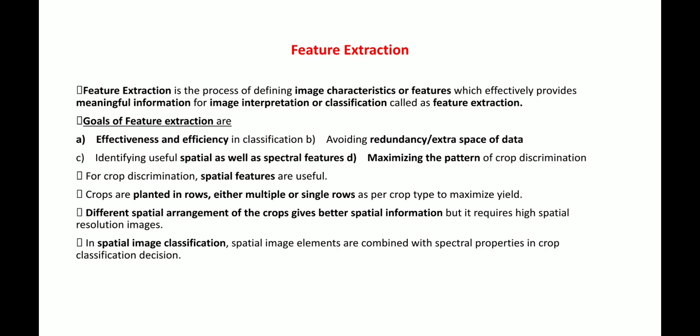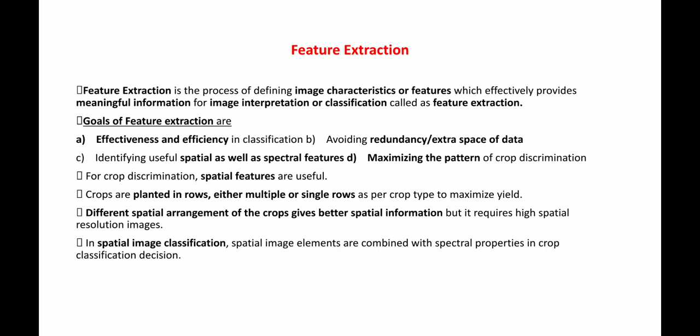The goals of feature extraction are effectiveness and efficiency in classification, avoiding the extra space of data, identifying useful spatial as well as spectral features, and maximizing the pattern of crop discrimination. Then, for crop discrimination, spatial features are useful. Crops are planted in rows, either multiple or single rows, as per the crop type to maximize yield. Differences in the spatial arrangement of the crops give better spatial information and spatial image classification.